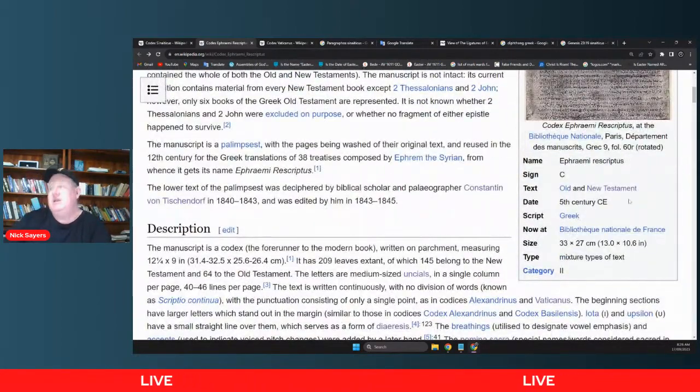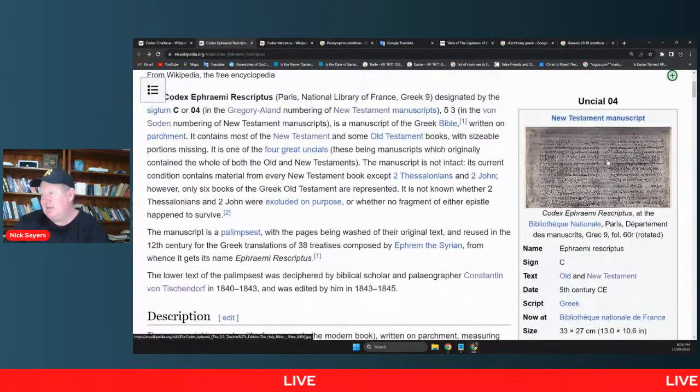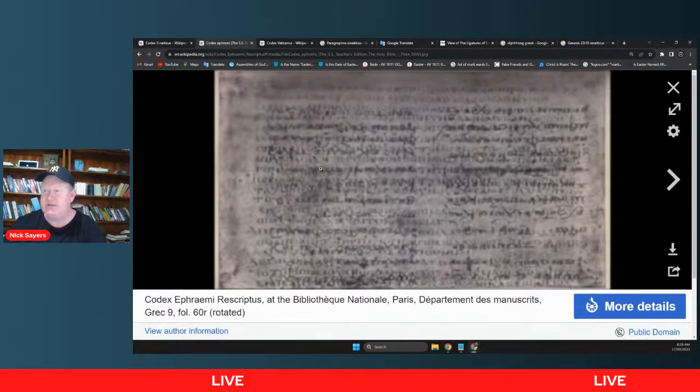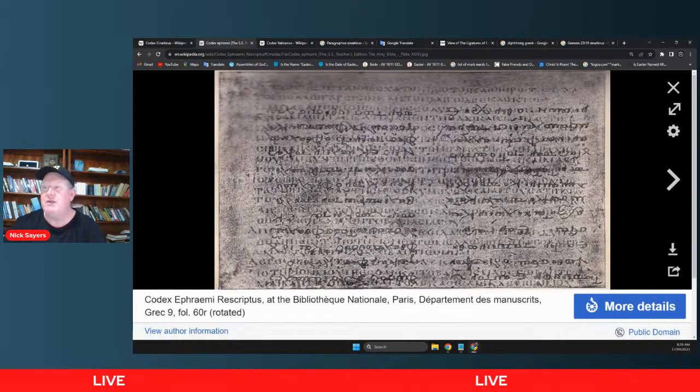5th century CE Greek. It's in France, and so it looks like this. Okay, so I'm pretty sure Ephraemi Rescriptus was the one that Tischendorf deciphered, and so it was a palimpsest. A palimpsest is when you're writing over another document, but in the background it had this type of writing here. So that's the older text, and it had a newer text written over the top.